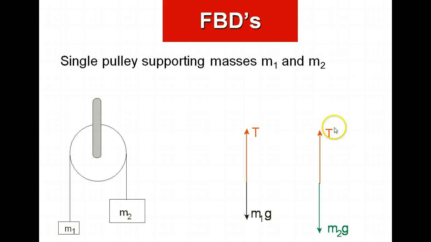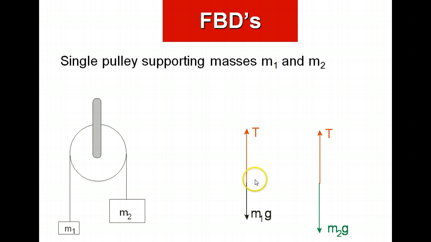These tensions have to be equal, since what we have here is a massless, frictionless pulley. The masses are connected by a massless string, so the tensions on a massless string that's wound around a massless pulley have to be equal. Same string, same pulley, same force.